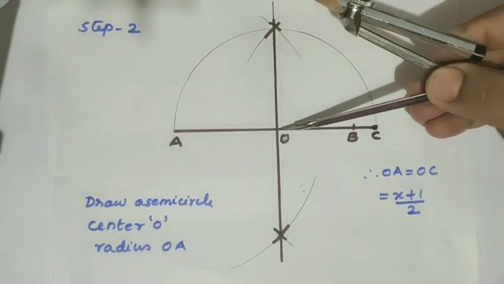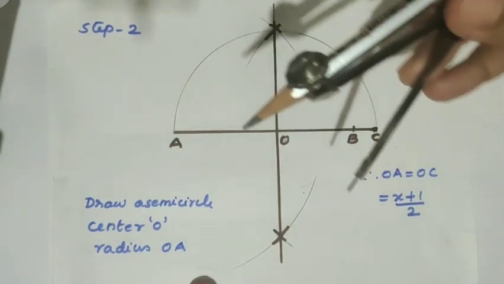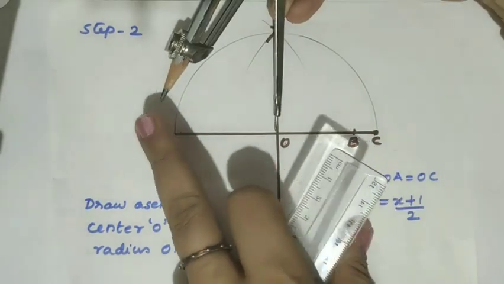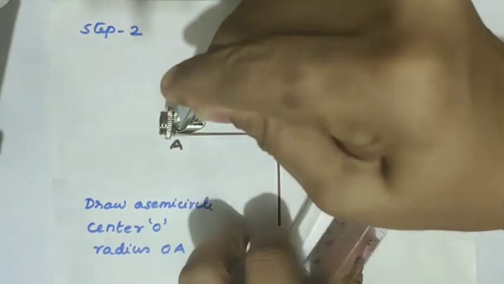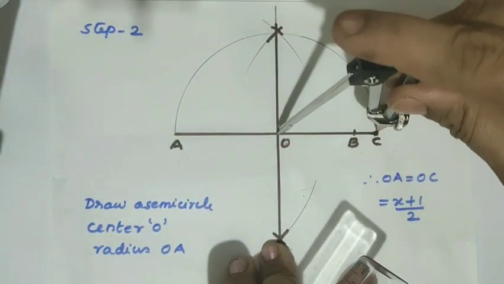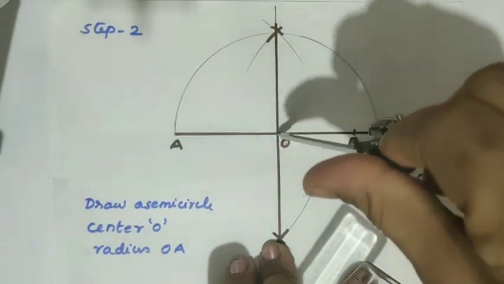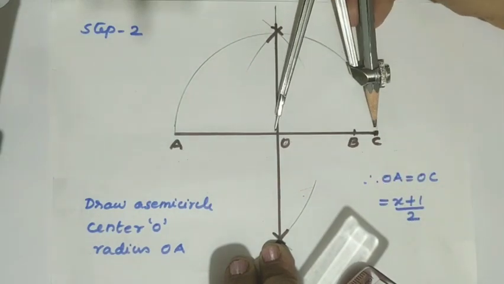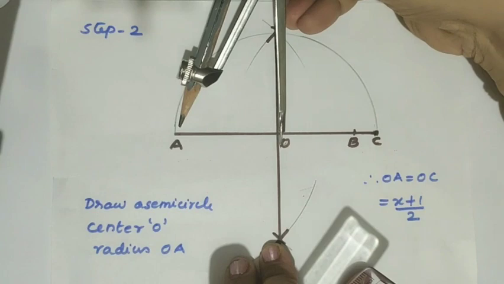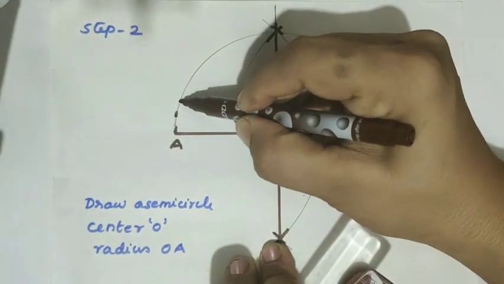So with O as the center and OA as the radius, similarly OC as the radius, we should complete a semicircle. What is the center I have taken? O as the center. What is the radius? OC, or you can say OA. As the radius, we should complete the semicircle. I have completed the semicircle already. So I'll mark here.